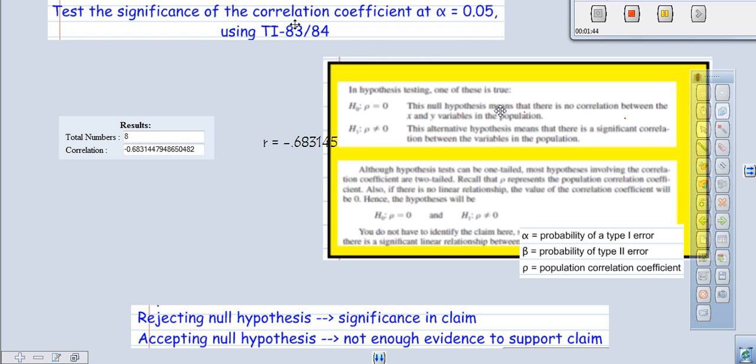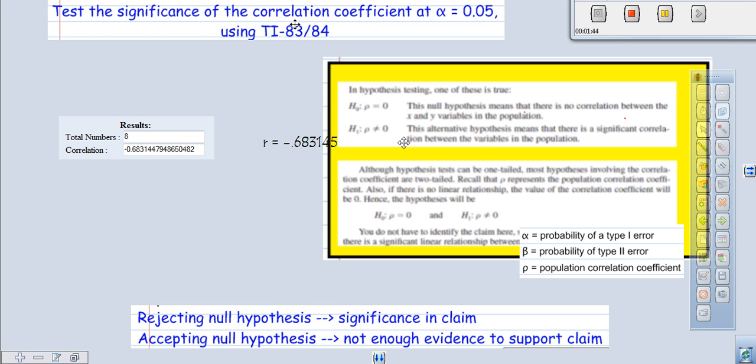H naught is called your null hypothesis, and it means there's no correlation between the variables. What we're looking for here is a positive or negative correlation. If you watched that previous video, you saw that we're looking for a correlation close to 1 or to negative 1. A positive slope on the line means a positive correlation close to 1, and a negative slope means a negative correlation close to negative 1. But if we find neither, it's like saying there's no correlation.